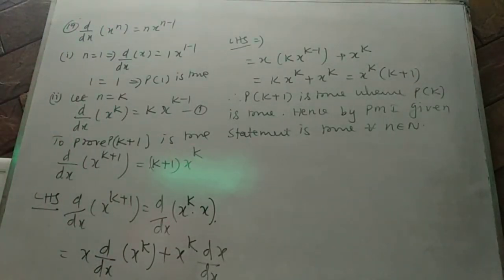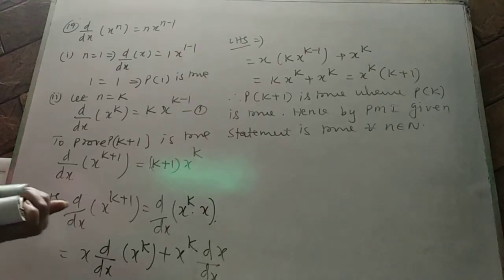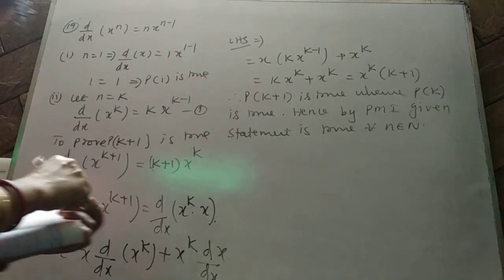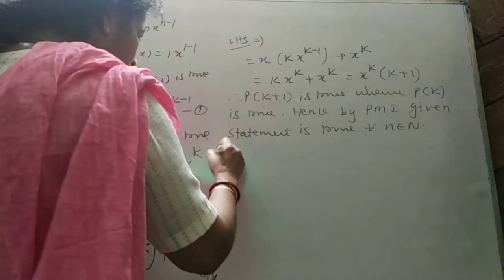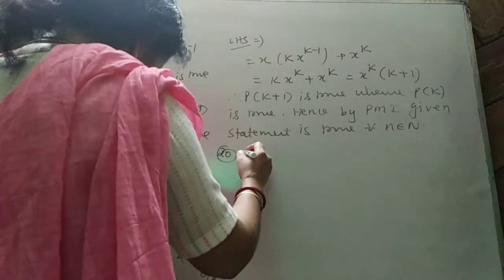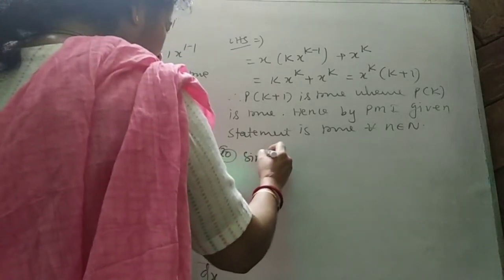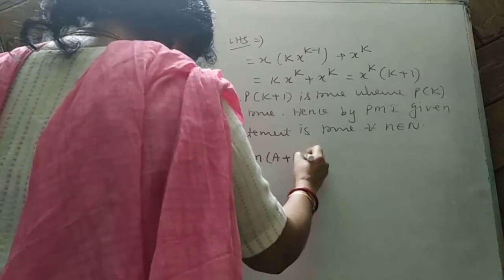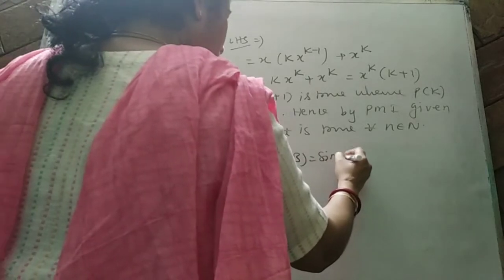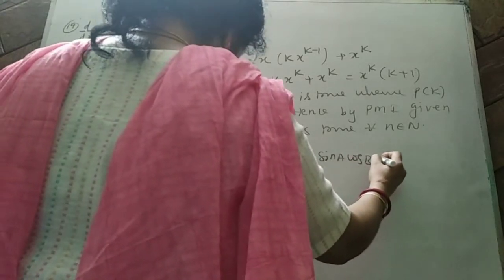Next I am taking, beta. See, next one is a simple question. That one, leave it. Now next I am taking question number 20. What are they saying? Sin(a plus b) equals sin a cos b plus cos a sin b.